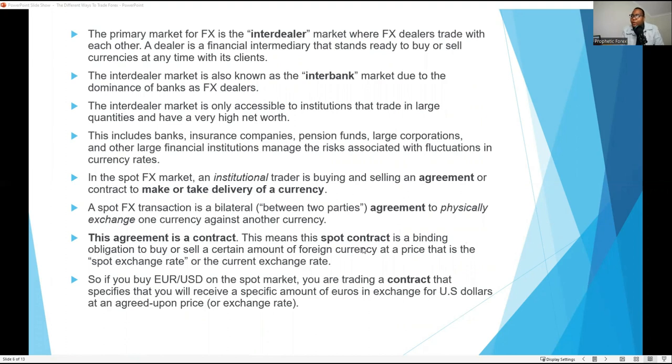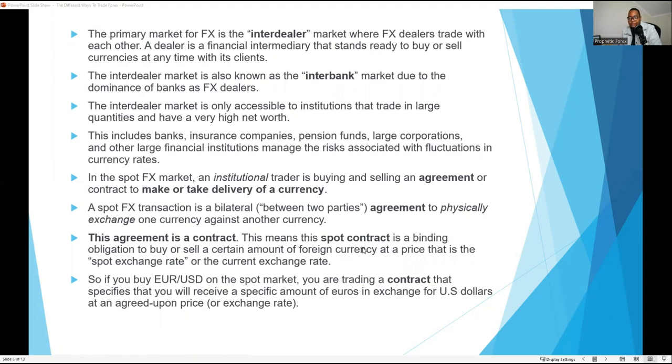As I've been saying, the Forex market is actually the interbank and the retail market. So the interbank is responsible for us when it comes to the spot market, or this OTC, which is basically the Forex market. This includes banks, insurance companies, pension funds, large corporations, and other financial institutions that manage the risk associated with fluctuations in currency rates. In the spot FX, an institutional trader is buying and selling an agreement or a contract to make or take delivery of a currency. I will explain that right now.